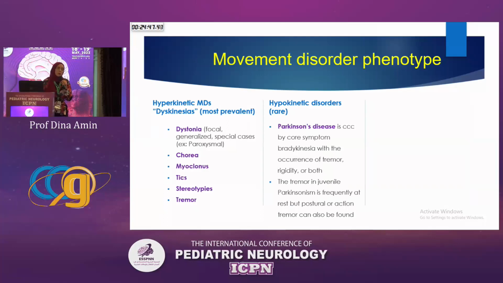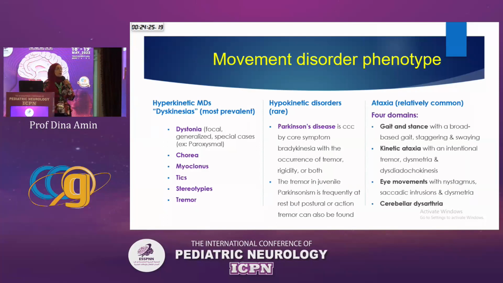And we have the hypokinetic disorders, which are rare in the pediatric age group, such as Parkinson's disease, where it presents with the core symptom of bradykinesia with occurrence of tremors, rigidity, or both. Mostly in juvenile Parkinson's disease, the tremor is a static tremor. However, action tremors have also been reported.